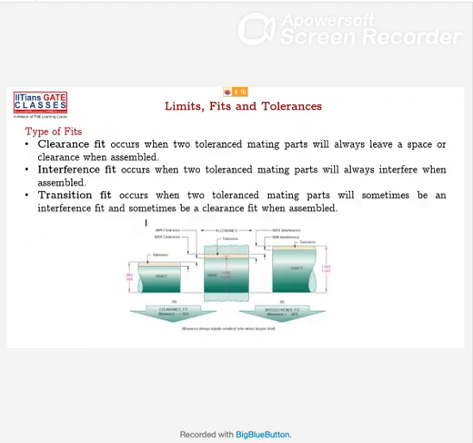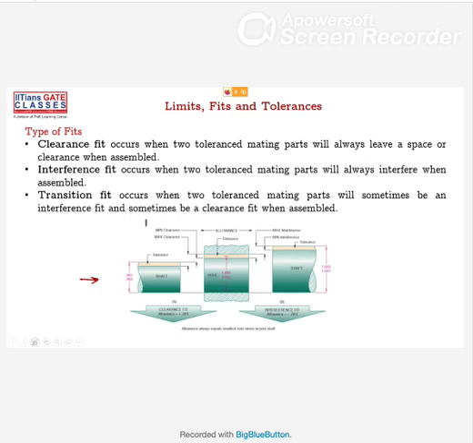Now that's what we are coming to. That is your clearance fit, interference fit, and transition fit. These are the three different fits that we are going to discuss now. You can see the diagram here, it is very clear. Here the interference and clearance fits are shown, but the transition fit is not shown. In the coming slides, I will show you what a transition fit is and the differences.